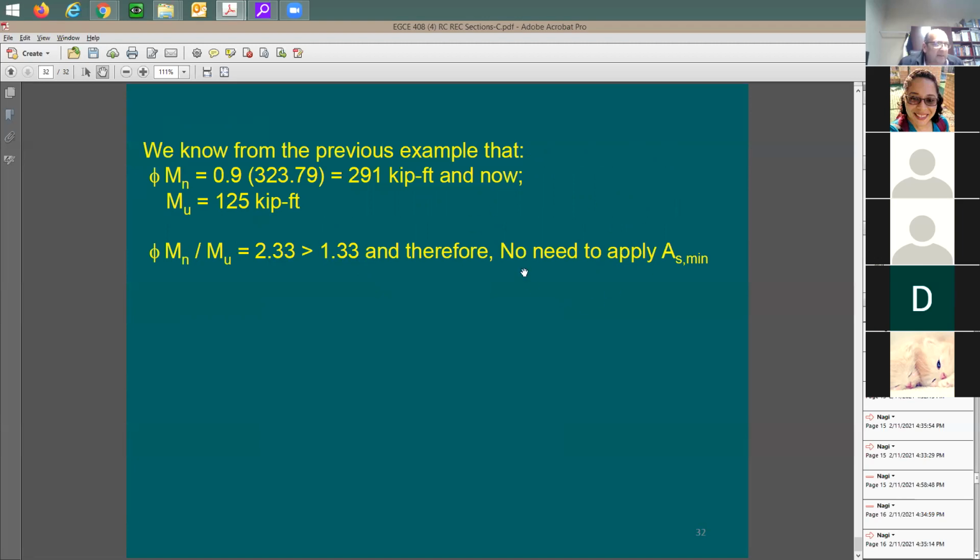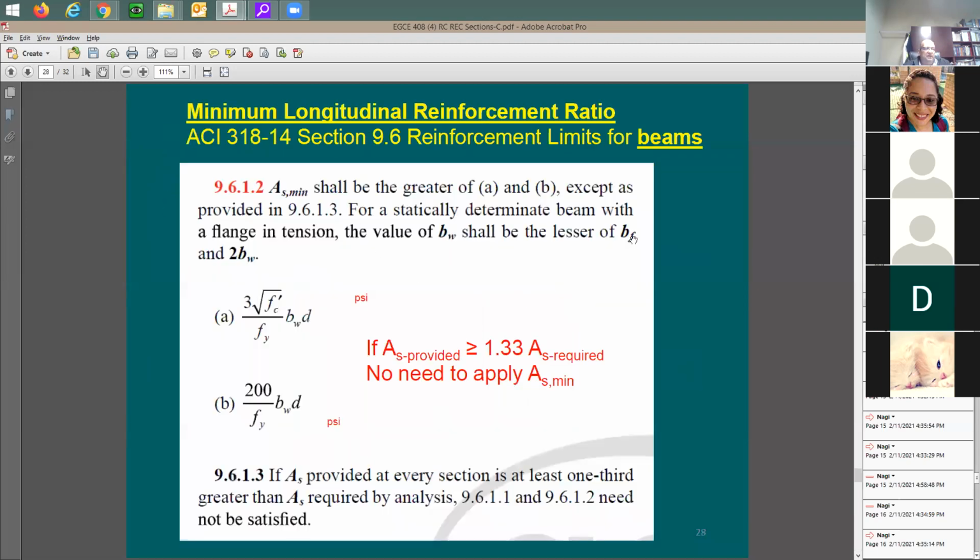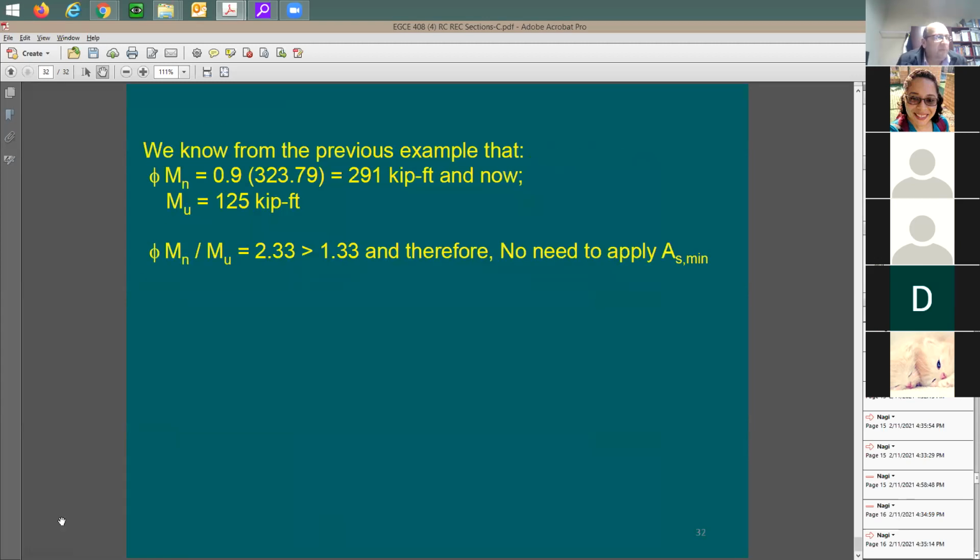So actually, in this example, with this given moment demand, the moment that you want to support with your beam, you don't really need to apply A S minimum. It just happened that I was able to satisfy it here in this equation, but I don't really need to apply it. Because according to the code, if you see here, it says if AS provided at every section is at least 1/3 greater than AS required, these two sections need not be satisfied. You don't need minimum reinforcement. You're good.